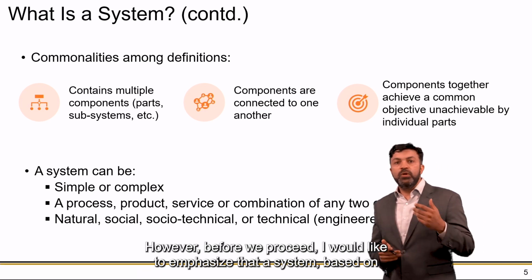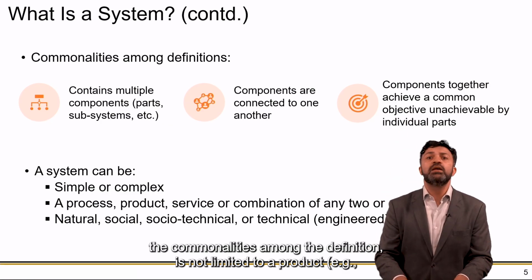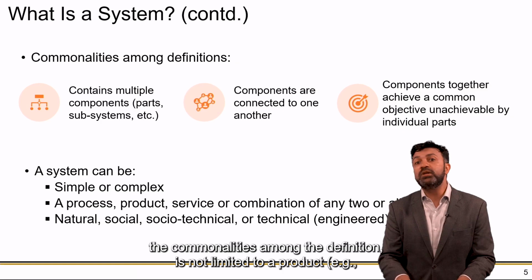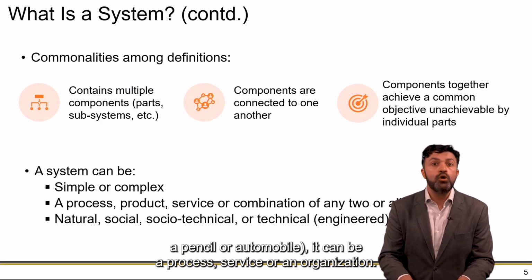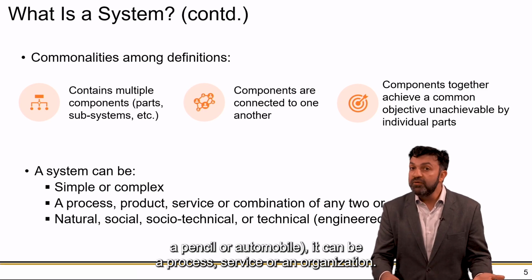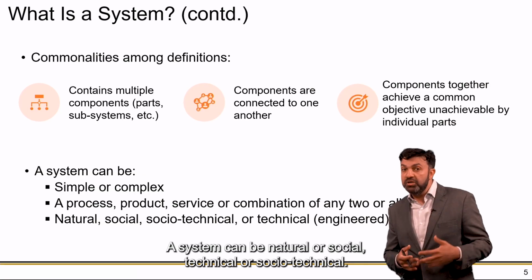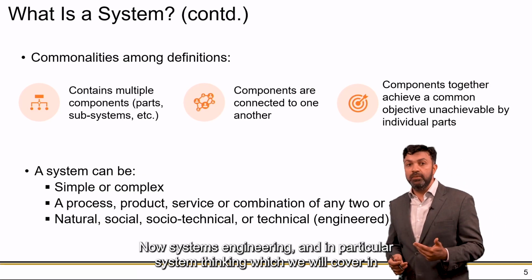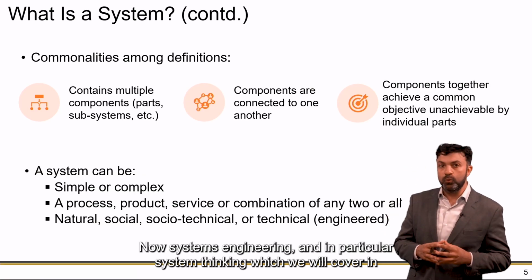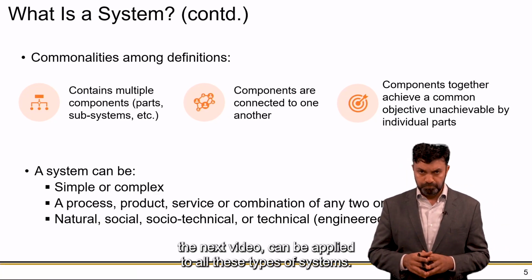However, before we proceed, I'd like to emphasize that a system, based on the commonalities among the definitions, is not limited to a product, for example, a pencil or an automobile. It can be a process, a service, or even an organization. A system can be natural, socio-technical, or technical. Now, systems engineering, and in particular systems thinking, which we will cover in the next video, can be applied to all these types of systems.